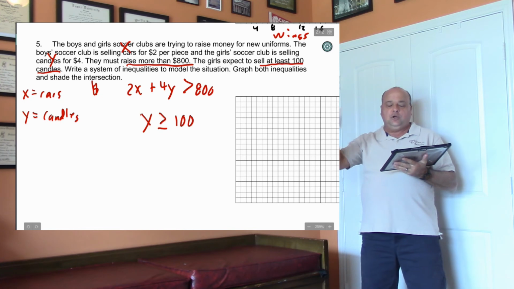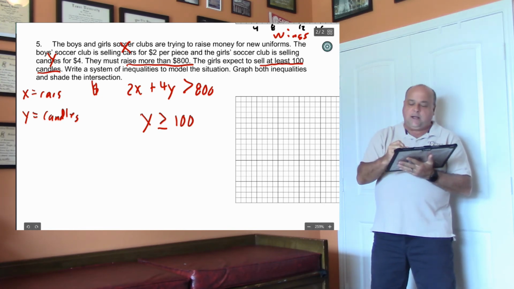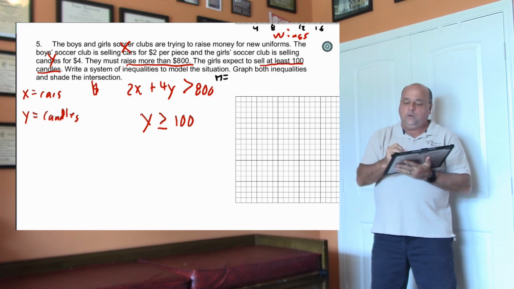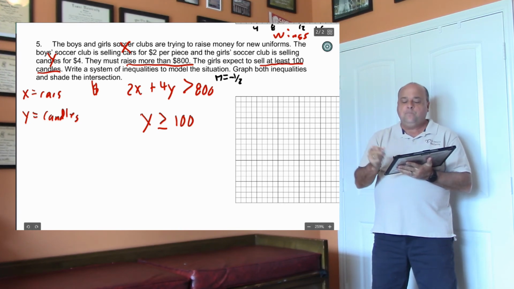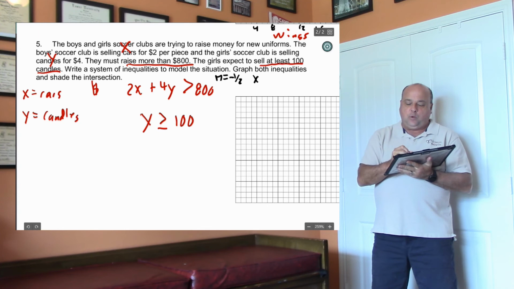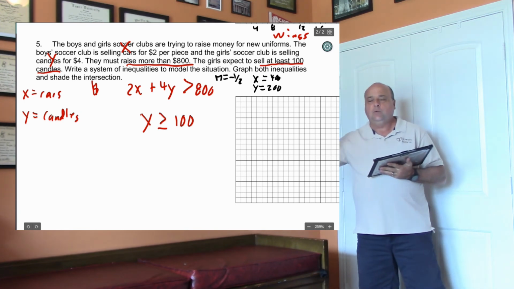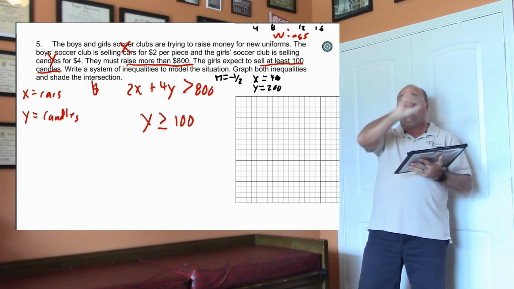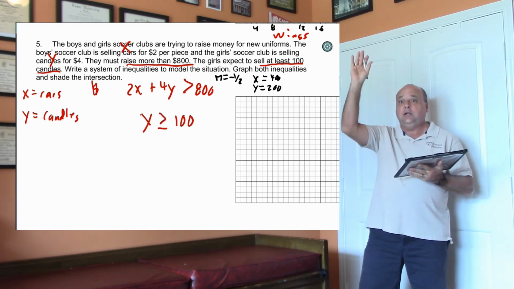Now then, let's find our slope and our X and Y intercept. So our slope on this one would be negative 2 over 4, which is negative 1/2. Our x-intercept would be 800 divided by 2, which is 400. And our y-intercept is 800 divided by 4, which is 200. Okay, so we have our x-intercept, our y-intercept, we have our slope, and on the other one we're just going to have a flat line, aren't we? And it's going to be shaded up, aren't we?